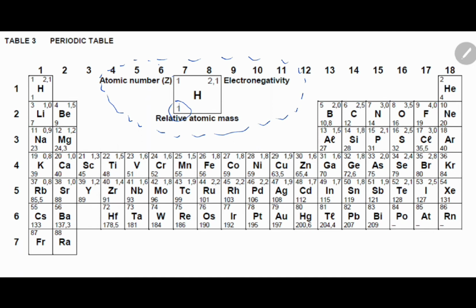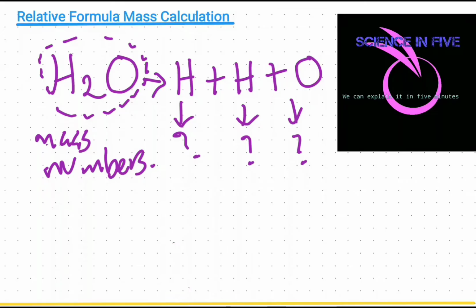So being able to read the periodic table is crucial to unlock the skill of calculating a relative formula mass. Okay, so now we can read a periodic table. Let's continue with our calculation. From the periodic table, the mass of hydrogen is 1. The mass of oxygen is 16. This will give me a total of 18 atomic mass units.